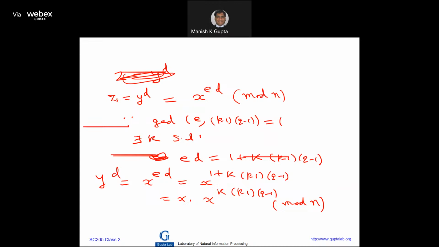So I'm not worrying about modulo N at the moment. Forget about modulo N. I'm just looking at X times X raised to power K times (P minus 1) into (Q minus 1). And this quantity X raised to power K times (P minus 1) into (Q minus 1) can be written as X raised to power (P minus 1), whole raised to power K times (Q minus 1). Right? And the internal quantity using Fermat's little theorem will be 1. Modulo, not N, but that particular number, right?